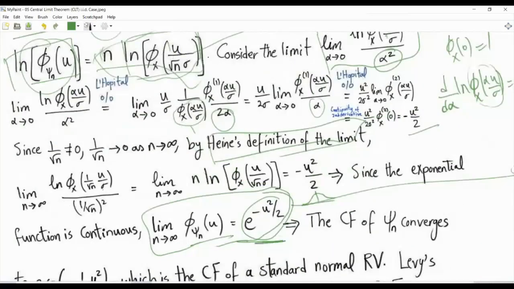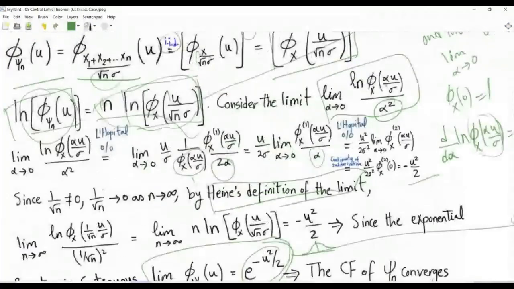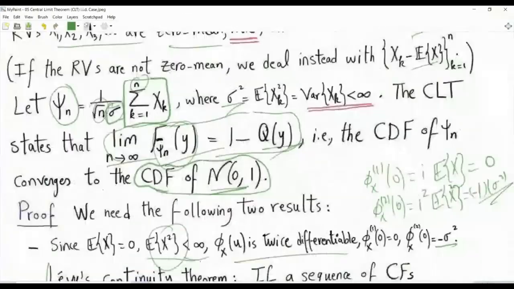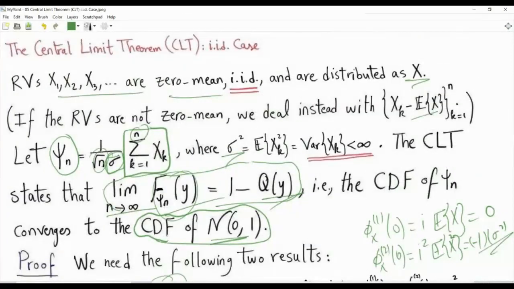So this is a very important proof, and it is a very important result in probability and statistics. It tells you why the Gaussian is important, why Gaussian random variables are important, and why it's sometimes called the normal distribution.